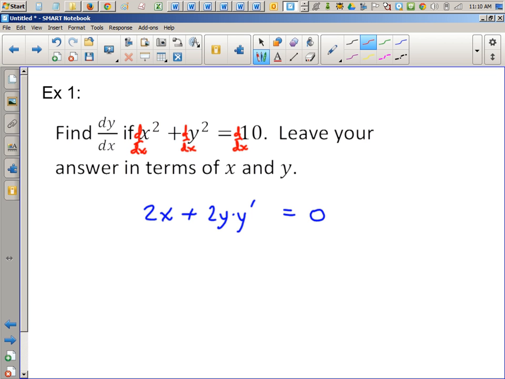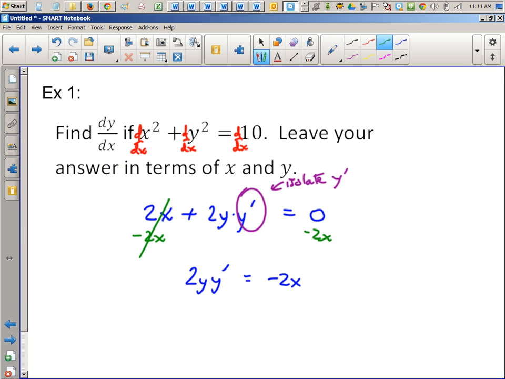Our goal was to find dy dx. In other words, isolate this. Just treat it like a variable. We're going to isolate y prime. Here we go. We're going to subtract the 2x from each side. So I'll show my work. I'm subtracting 2x on each side. Let me get this line. And then I divide by 2y.